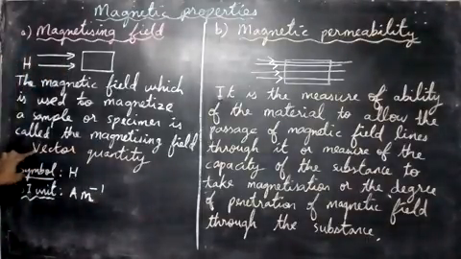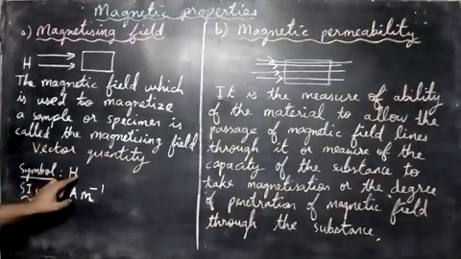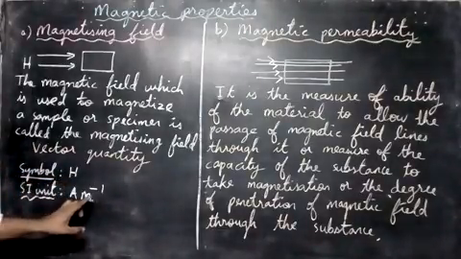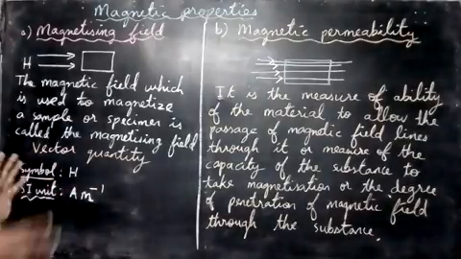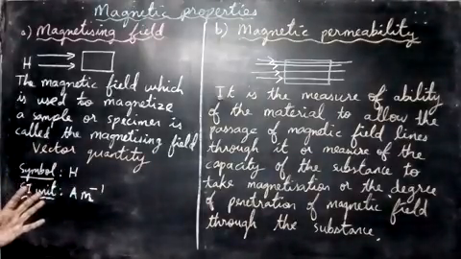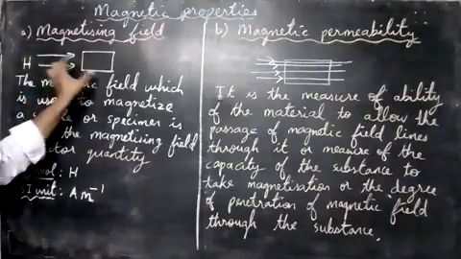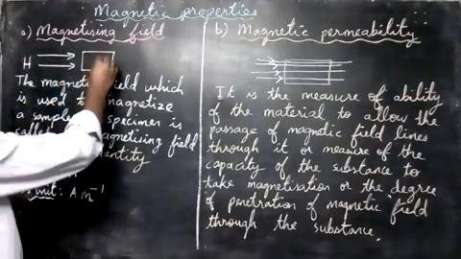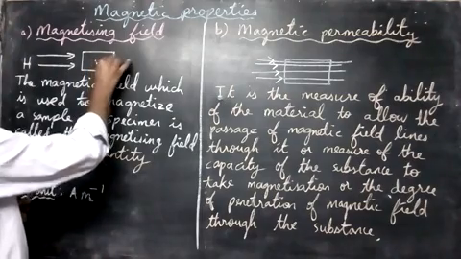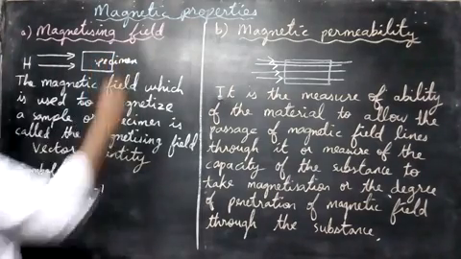It's a vector quantity. The symbol of that is capital H. The SI unit is ampere meter inverse, or meter power minus 1. So whatever field we are giving, that's called a magnetic field. We can keep a coil or a bar magnet and we give a magnetic field to this sample here. This we can say specimen, or we can say sample also.